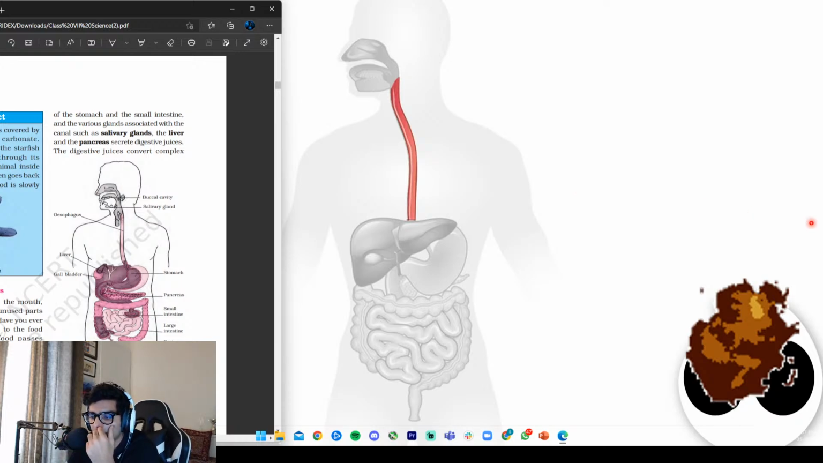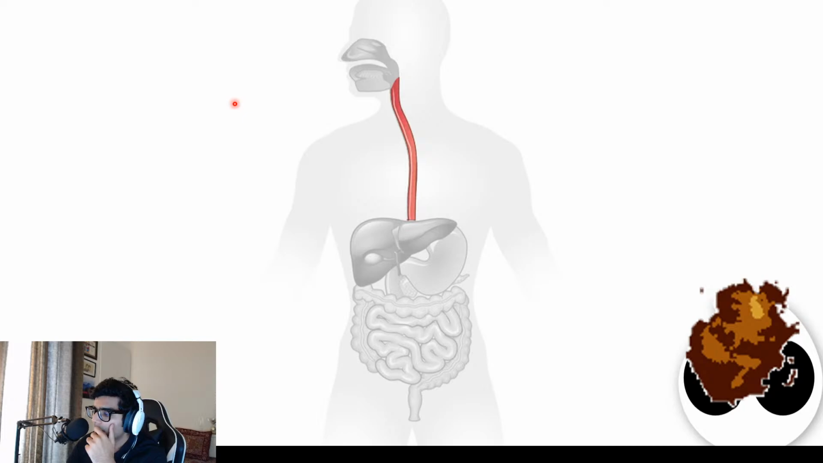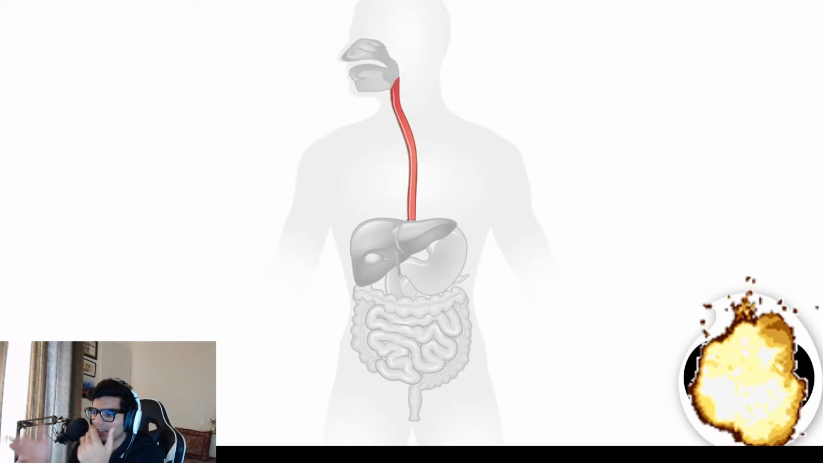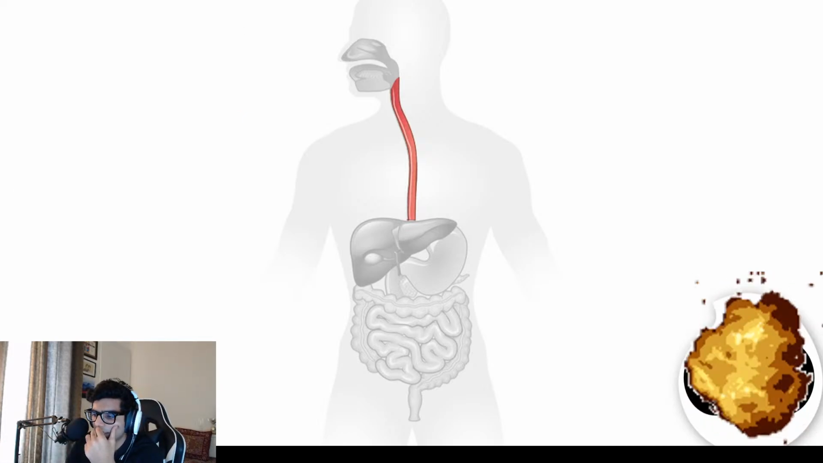The buccal cavity, esophagus, stomach, small intestine, large intestine, rectum, anus. Exactly, Janvi is absolutely correct. Sorry, CBSE, right? My bad. So yeah, that's how it goes. So that's the esophagus and everything.